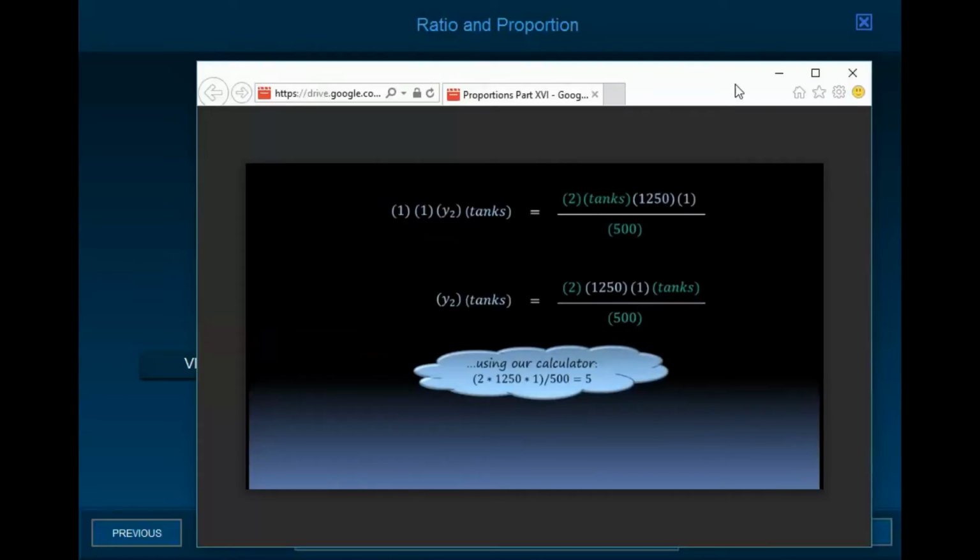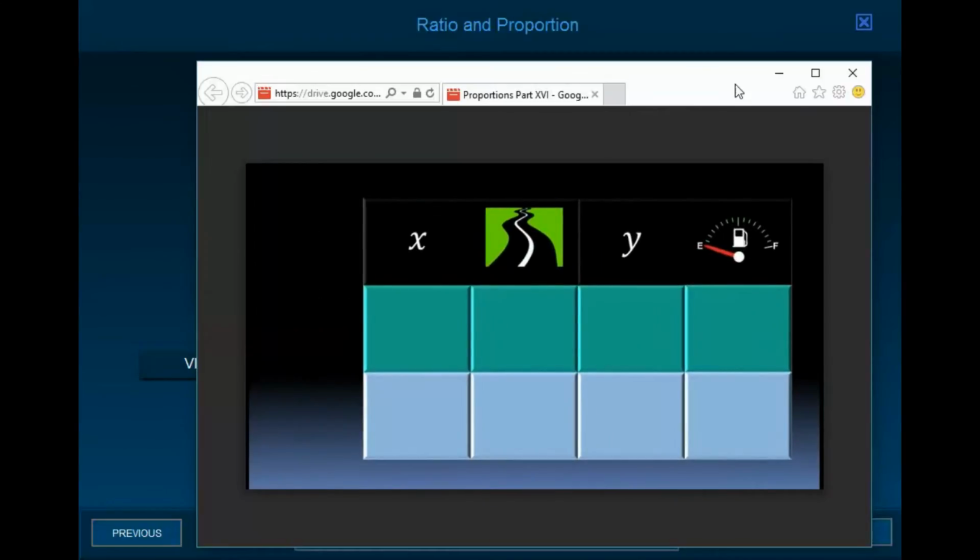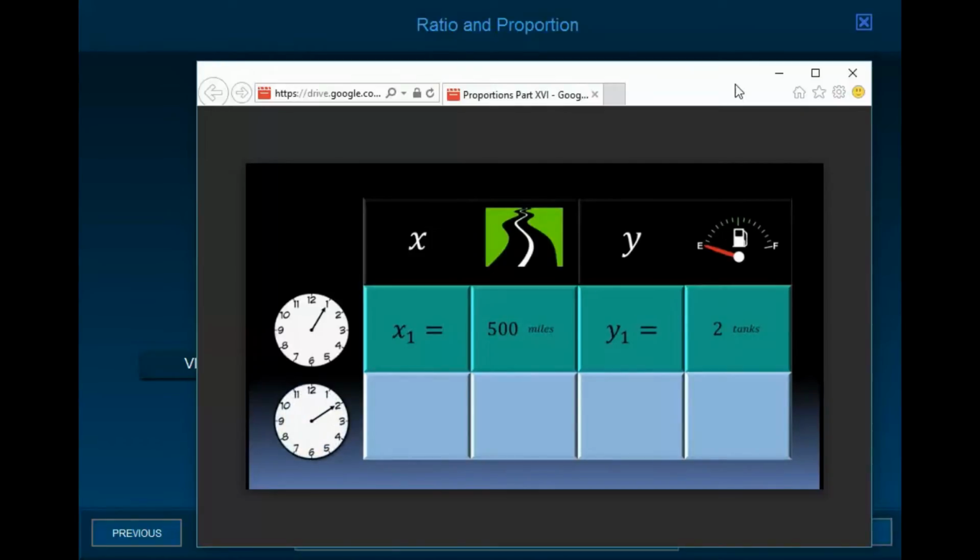We can say y sub 2 tanks is equal to 5 tanks. At a first point in time, if the trip lasted 500 miles, it required 2 tanks of gas. At a second point in time, if the trip goes 1,250 miles, it will require 5 tanks of gas.